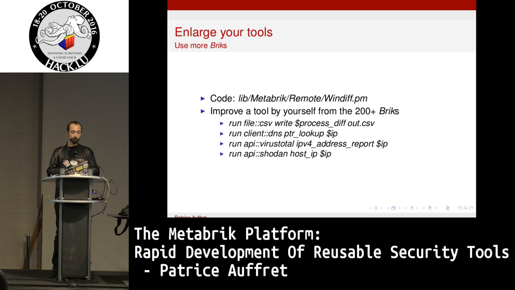You want to do a reverse lookup on the IP address, you also have a Brik for that. You want to use the VirusTotal API to check if this IP address is malicious or not. So you use the VirusTotal API, same with Shodan if you want to get some information. You have more than 200 Briks, so the chances are if you want to do something, there is a Brik which at least can help you do that.